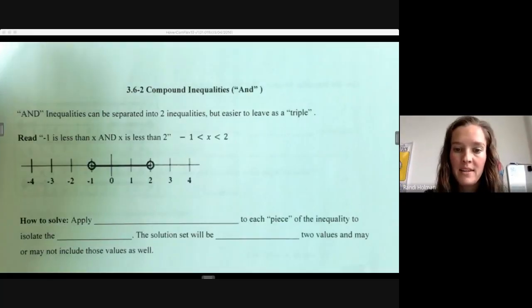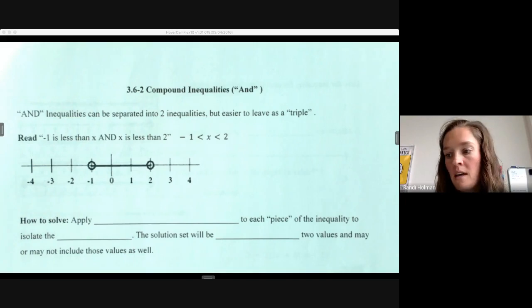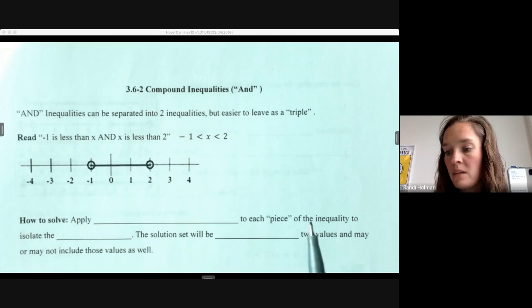In this video, we are going to take a look at compound inequalities, particularly those that are "and" inequalities. We previously looked at "or" inequalities. These are very similar as far as solving goes, but we're going to end up with a solution set that looks a little bit different. So let's look at these "and" inequalities.